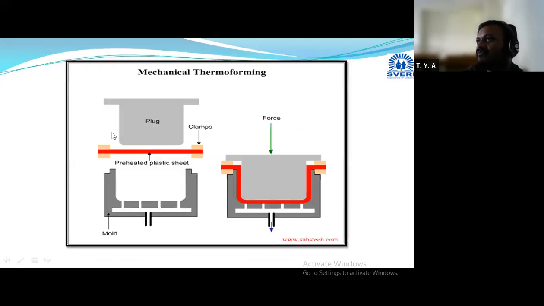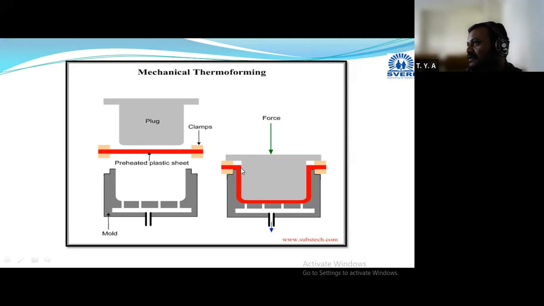Then the third type of thermoforming is mechanical thermoforming. This is the mechanical thermoforming. Initial steps will be the same. First step is the same, that is, the plastic sheet is taken and clamped at the ends. Then it is preheated and placed on this mold. Then whichever air is there is taken out. Then the pressure is applied with the help of one plunger. With the help of the plunger, we are applying the pressure.